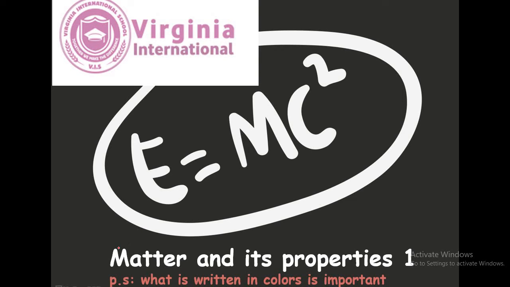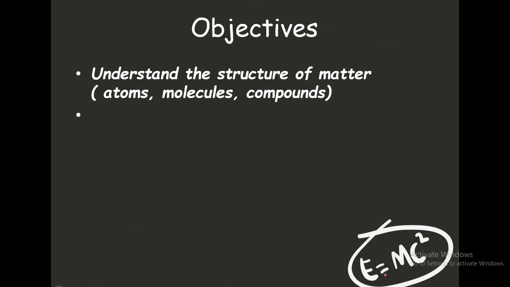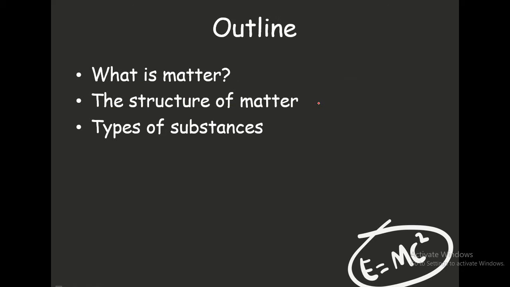Today we are going to take chapter 1, matter and its properties. The objective of this session is to understand the structure of matter, atoms, molecules, compounds, outline what matter is, the structure of matter, and types of substance.